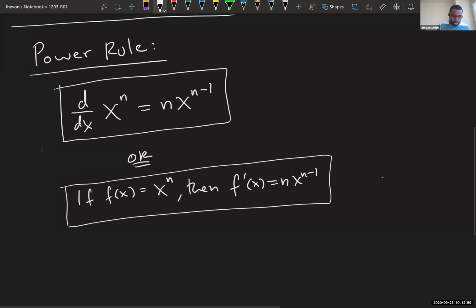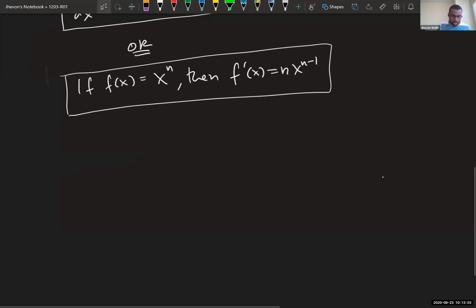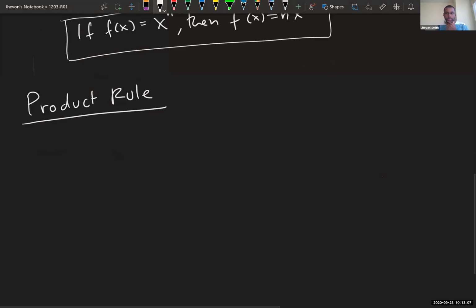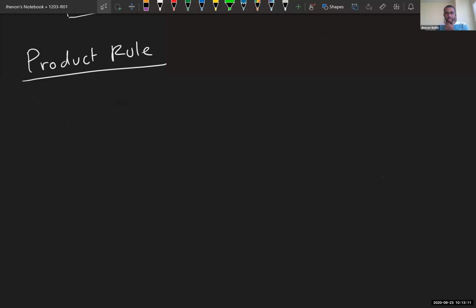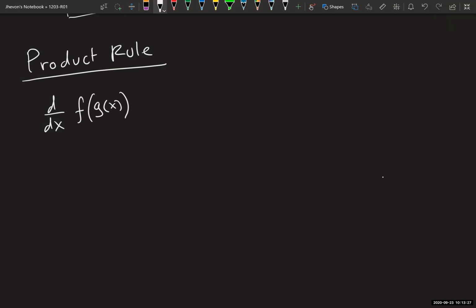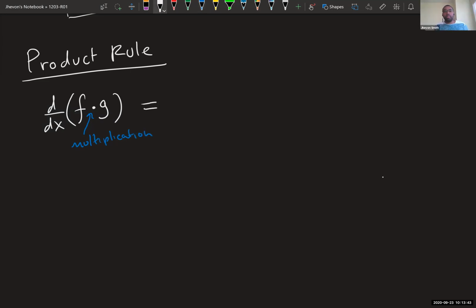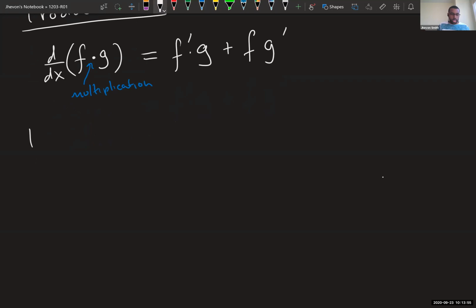What if I were to ask you, what is the product rule? Is it derivative of f of g? Of f times g. Okay, equal to, so this here is a multiplication. Equals f prime g plus f g prime. Right, that's the product rule. So that tells you how to actually differentiate a product of two functions.